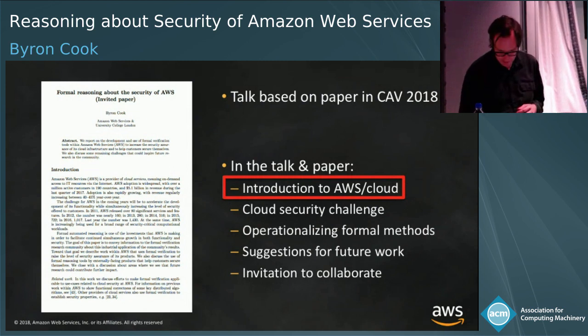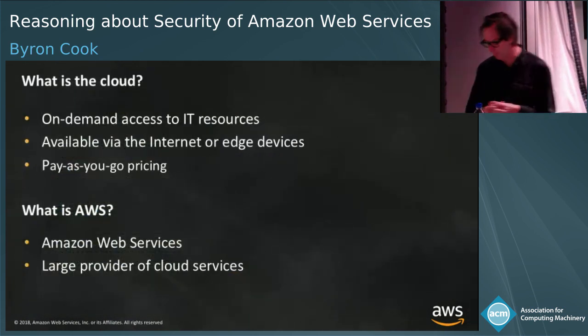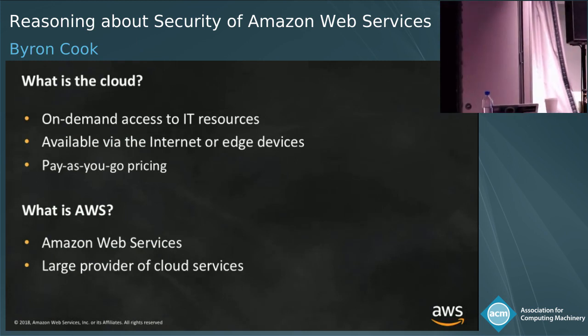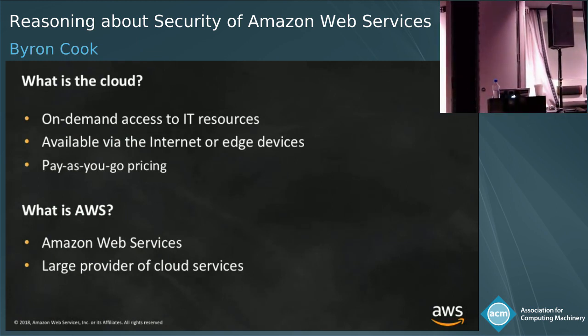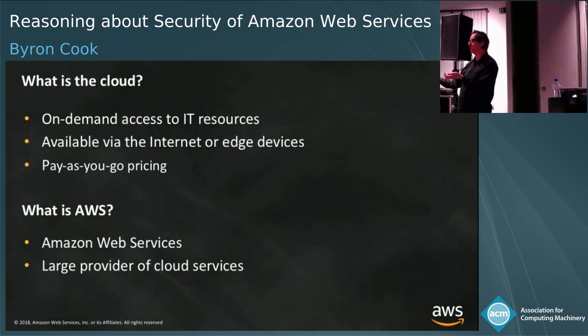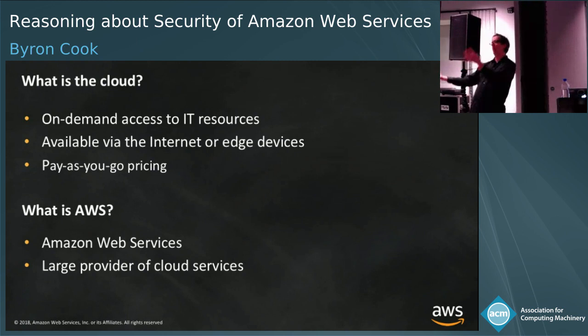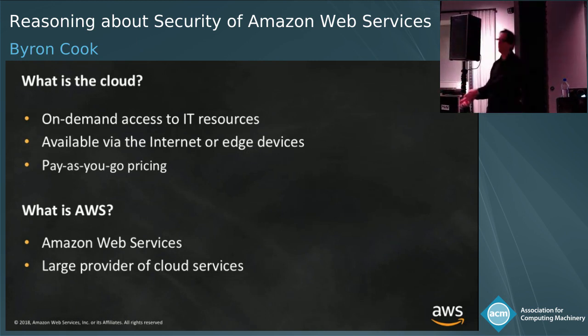So let's talk about the cloud. First of all, what is the cloud? Formally, it's on-demand access to IT resources available via the internet or edge devices. Edge devices turn out to be really important, increasingly important. For example, Amazon has this device called Snowball, which is a device that can be mailed to you, and it's a little cloud in a box, and there are cloud APIs on it, and you can use it and then mail it back. So you can take it to the Antarctic, use it for a while, ship it back.